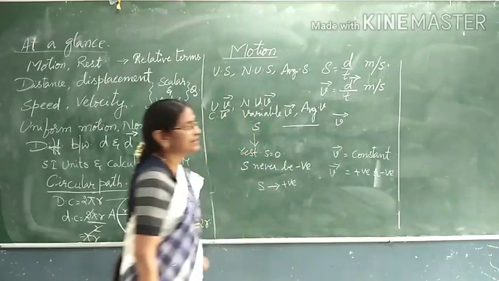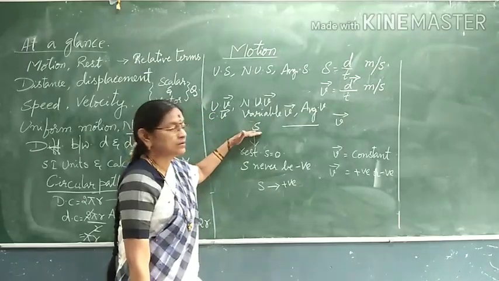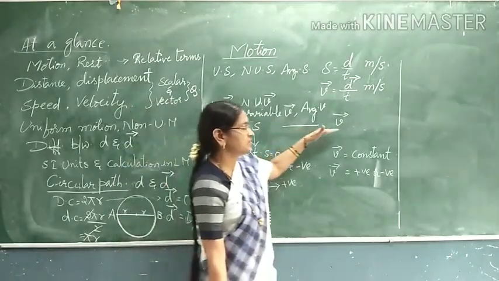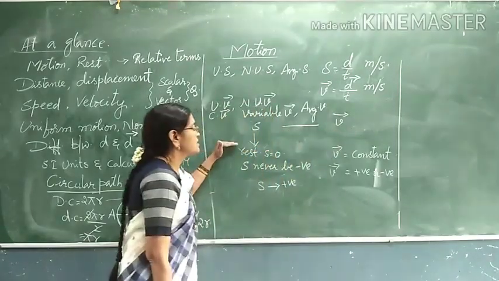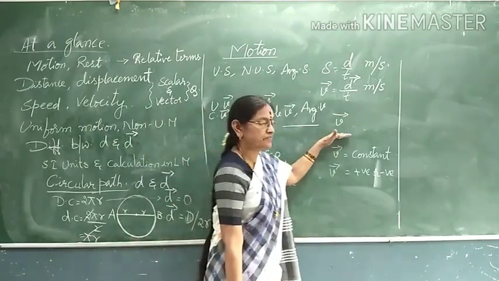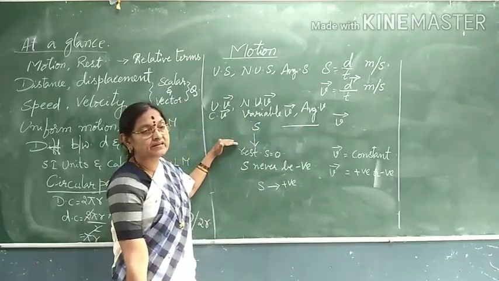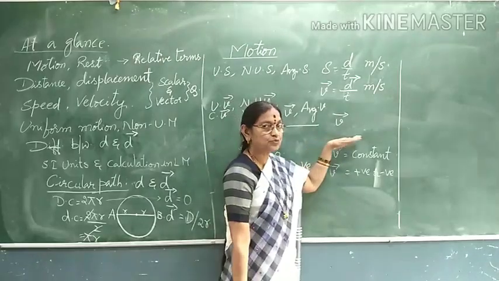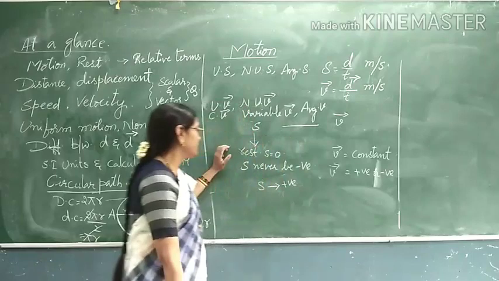Once again we will have a glance at speed and velocity differences. Speed is the distance covered by a moving body in unit time. Velocity is the displacement of a body in unit time. Speed is a scalar quantity. Velocity is a vector quantity. Speed mathematically is represented as S equals d by t. Velocity vector v equals displacement by time.